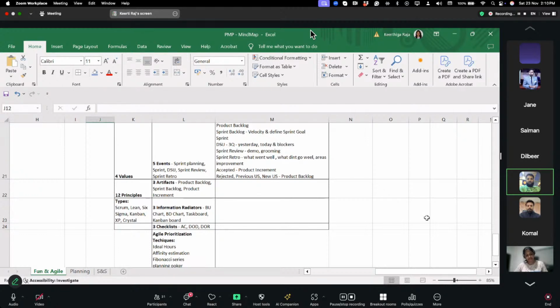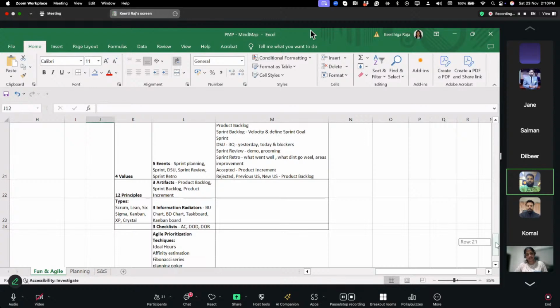This burn down chart is also very important in nature. Reason being, if you have scope creep, the burn down chart will help you in assessing that scope creep and how much timelines will be affected by it. Then you have task boards and Kanban boards.